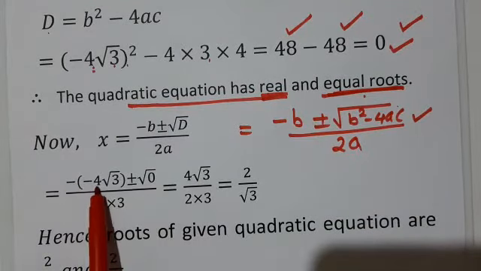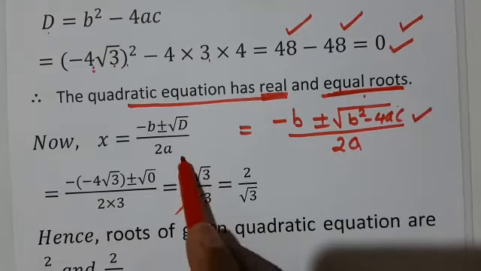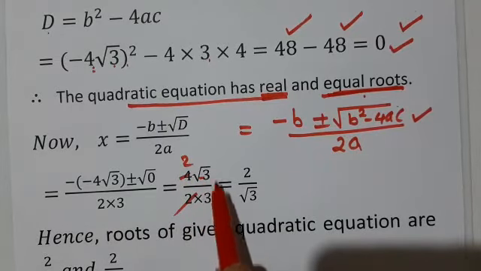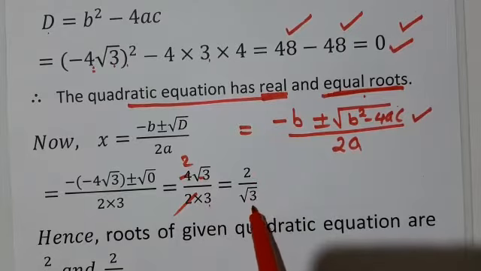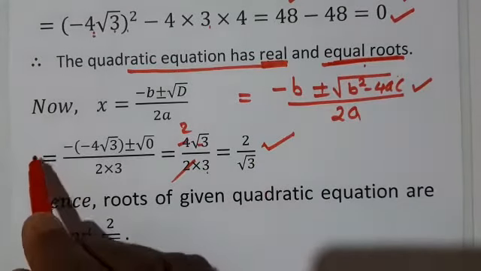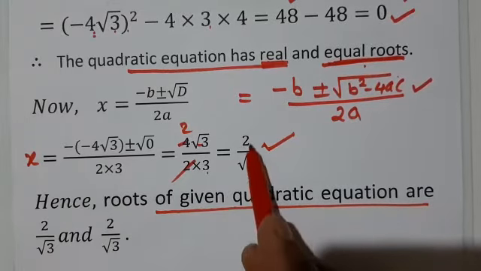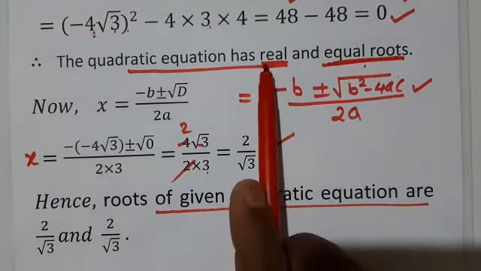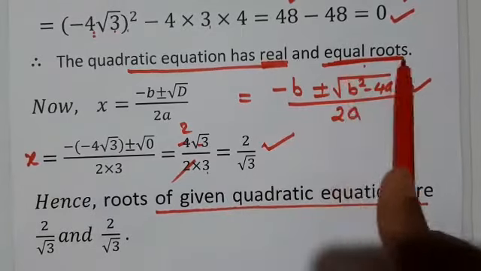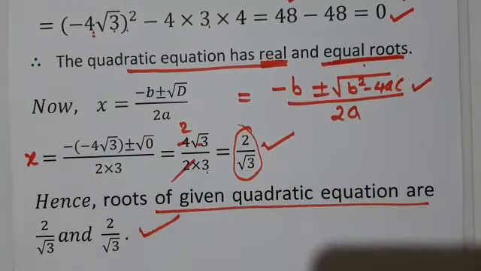Then minus b is plus 4 root 3, upon 2a, it means 2 into 3. It means 2 4s are... 4, and root 3 will cancel out with this 3, then 2 upon root 3. Hence, this is the value of x. Hence, the roots of the given quadratic equation are 2 upon root 3. Because the roots are real and equal, both the roots will be 2 upon root 3. Then this is the answer.